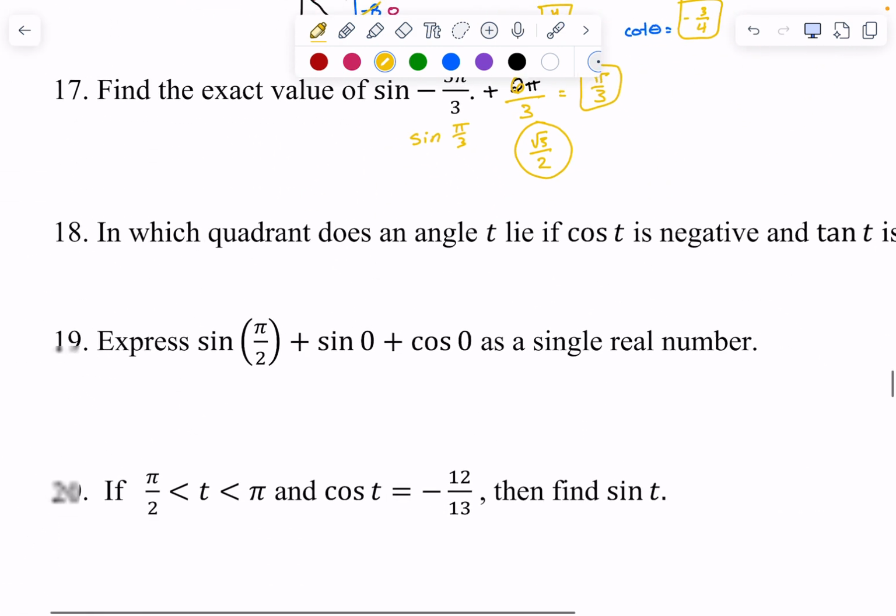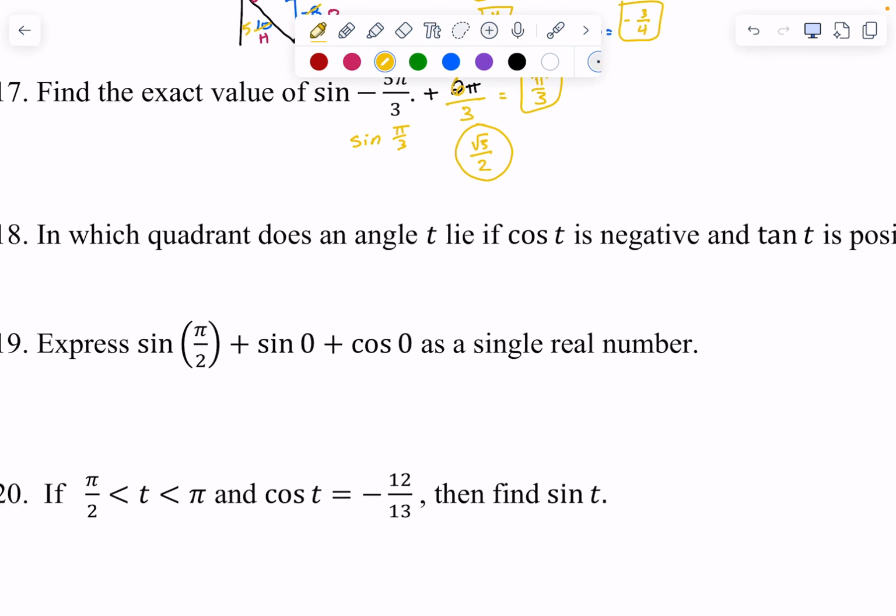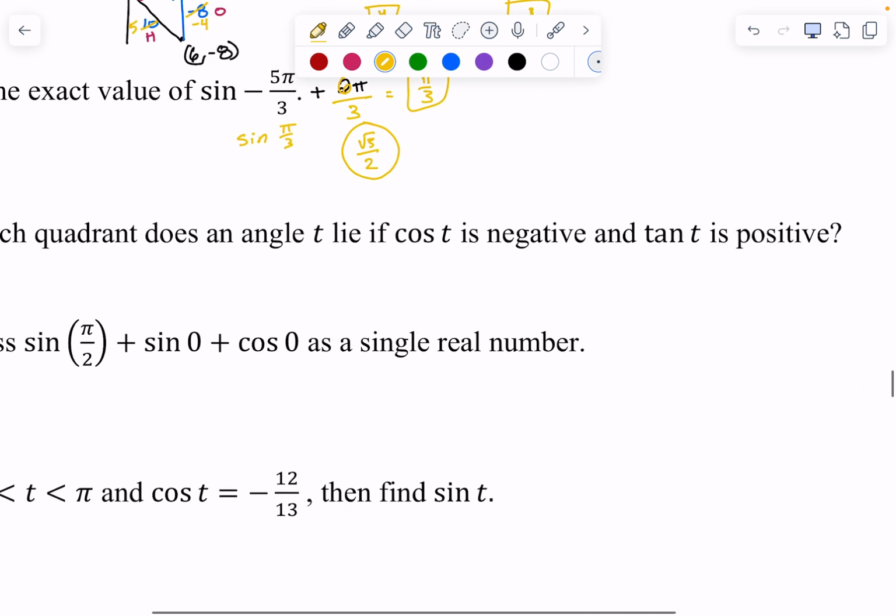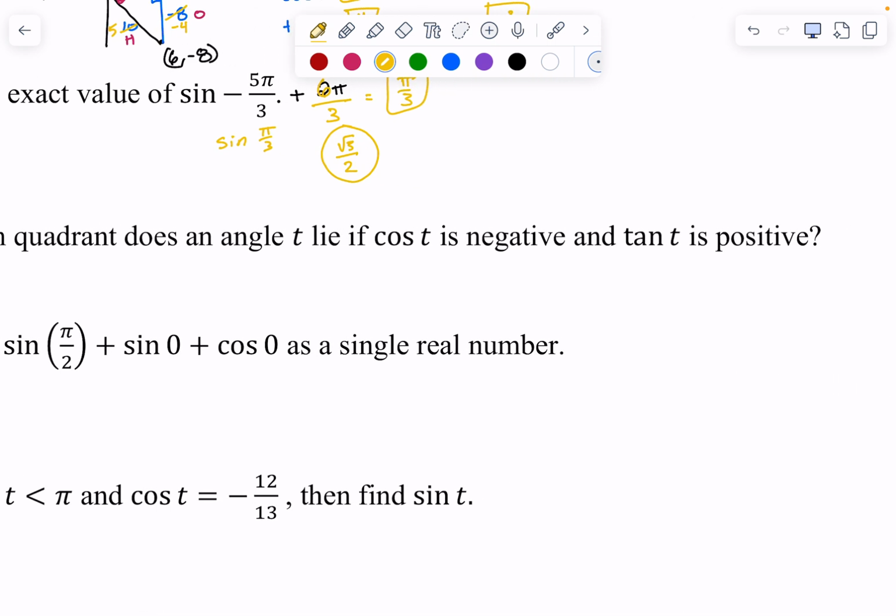Okay? All right? In what quadrant does angle T lie if cosine is negative and tangent is positive? So we only have 4 answers. You have a 25% chance of getting this one right. Quadrant 1, quadrant 2, quadrant 3, quadrant 4. Okay, cosine is which one, x or y? Cosine is the x coordinate. So cosine is negative, and tangent is positive. Okay, how do you find tangent?